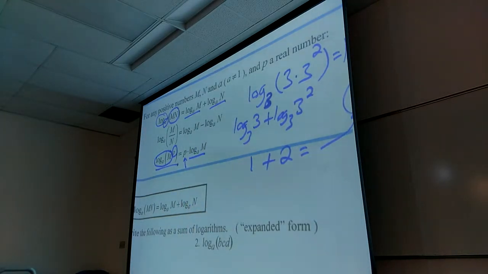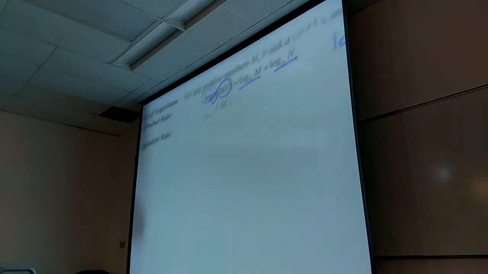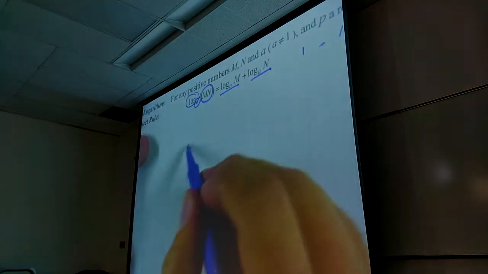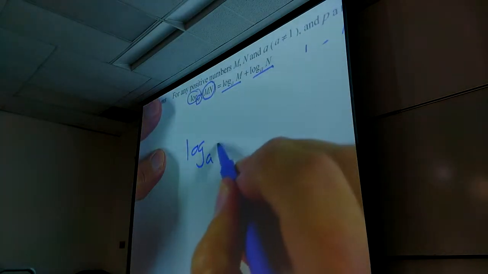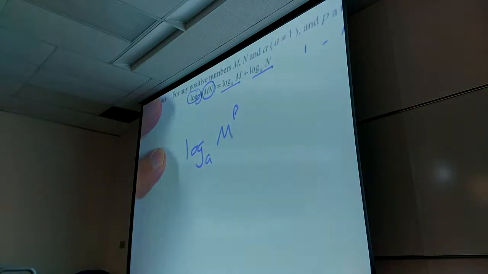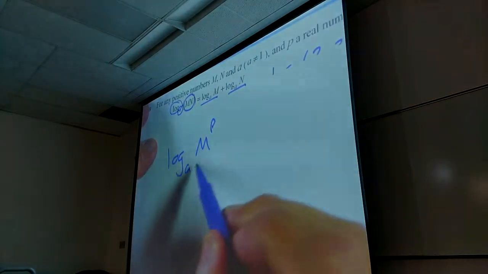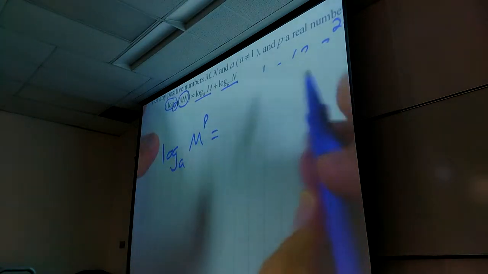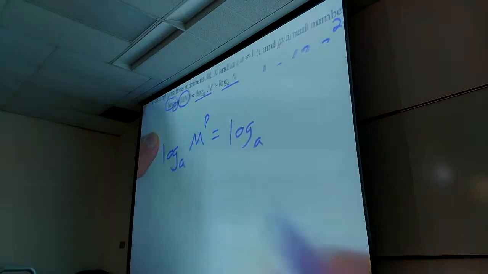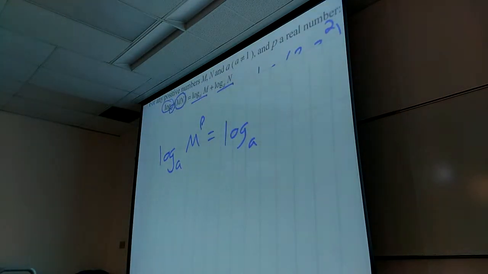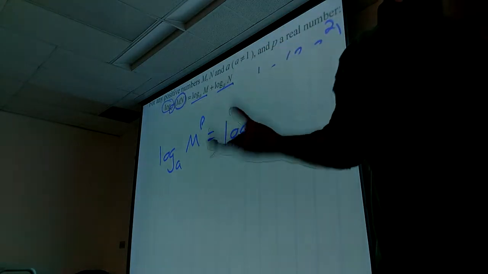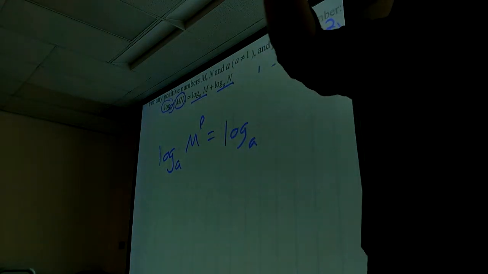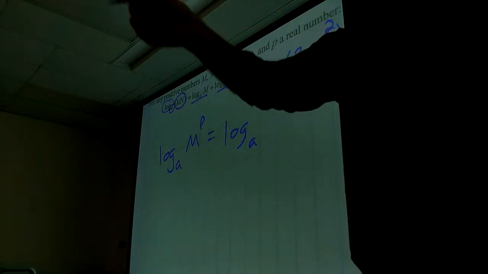Let me prove that last one a different way. Because I know you all want me to. So let's say I have this. Let's break this down. Let's use the first property on this. How am I going to use the first property? Well, what does m to the p mean? What does m cubed mean? Yes, it means m times m times m.